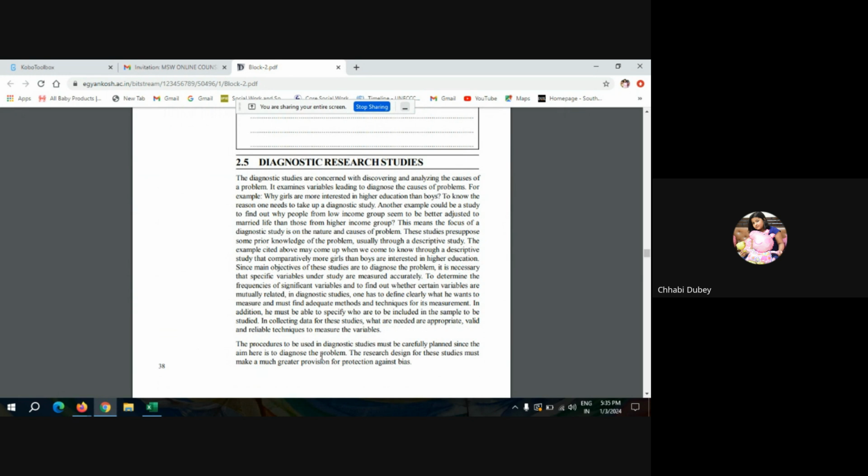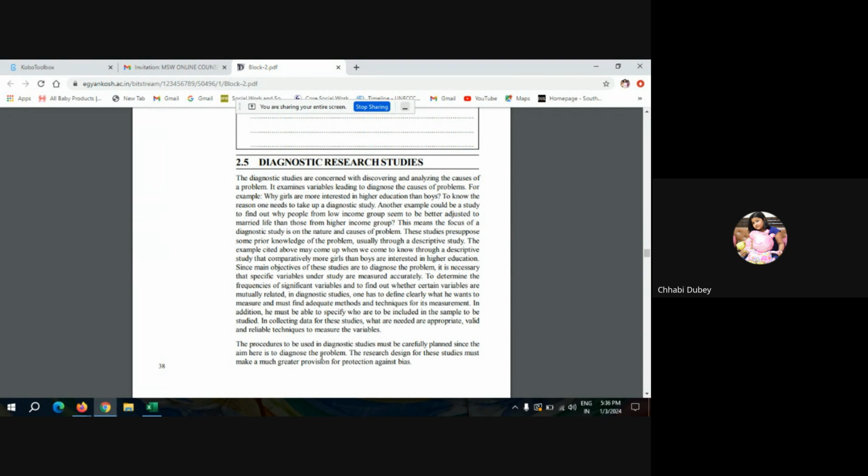After this action research, we are going to study the basic diagnostic research studies. Now, what exactly are the diagnostic research studies? As the name suggests, diagnostic research studies are basically concerned with discovering and analyzing the causes of a problem. What is the basic cause of the problem? It examines the variables leading to diagnose the causes of the problem.